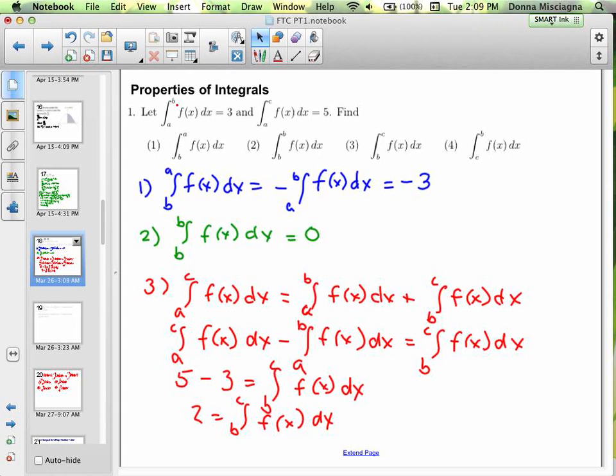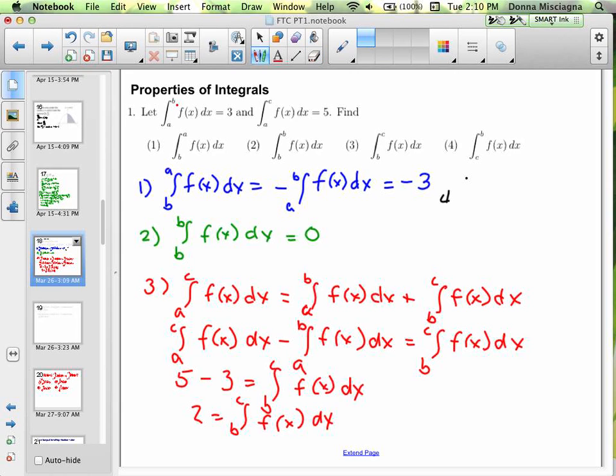All right, so now let's do another one. Oh, wait, we didn't do them all. 1, 2, 3, 4. We're missing 4. Let's do 4, and we'll do that up here. So f of x dx from C to B. We did B to C, we want C to B. Well, we already have B to C, which is 2. 4 is just the opposite. So let me write it up here.